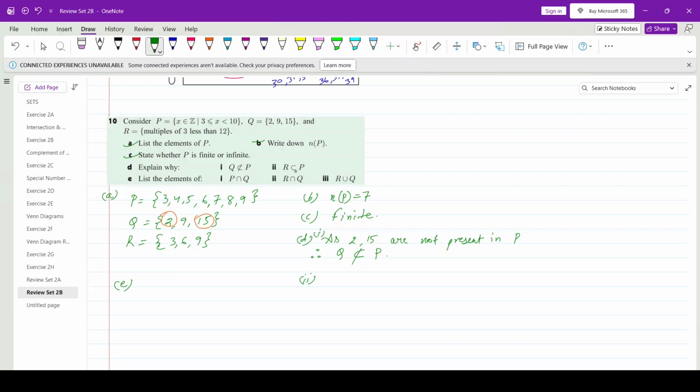Explain why R is a subset of P. Now we can see that R has 3 elements, 3, 6, and 9. They all are present in P, 3, 6, and 9. So we can say as all the elements of R are present in P, therefore R is a proper subset of P.